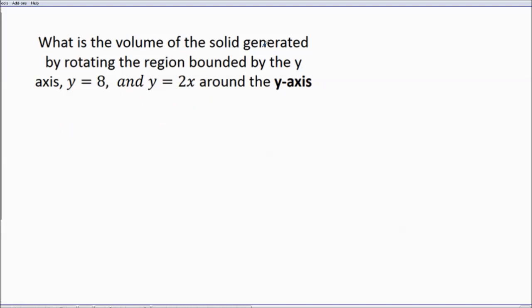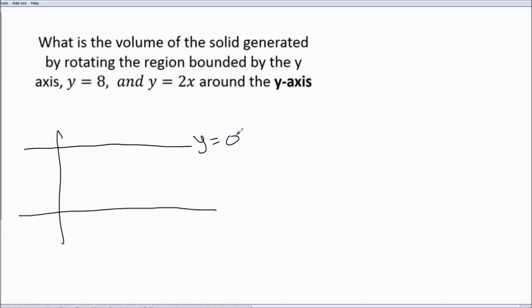So let's see. The region generated by when you bound the y-axis. Okay, so y-axis, probably need an x-axis as well. The line y equals 8. The line y equals 2x. Around the x-axis. Okay, so here's my region. All right, and we're rotating that around the y-axis, so like this. Okay, and that's going to spin round and round and round.